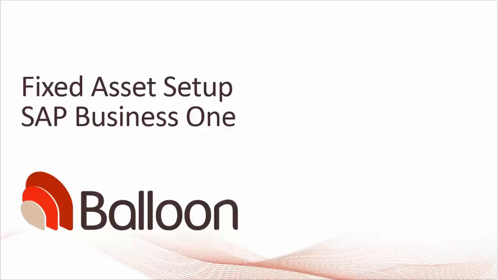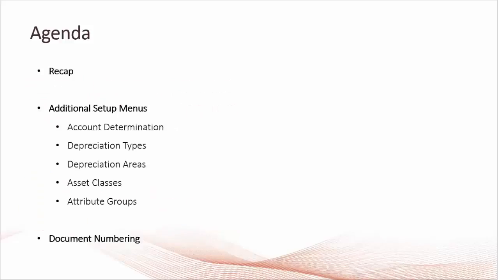For this demonstration, I will be using SAP Business One version 9.1 patch 11 with the demo GB database. So we'll start with a short recap of the first video. We will then look at the additional setup menus which arise as a result of enabling the fixed asset solution, and finally we'll look at document numbering.